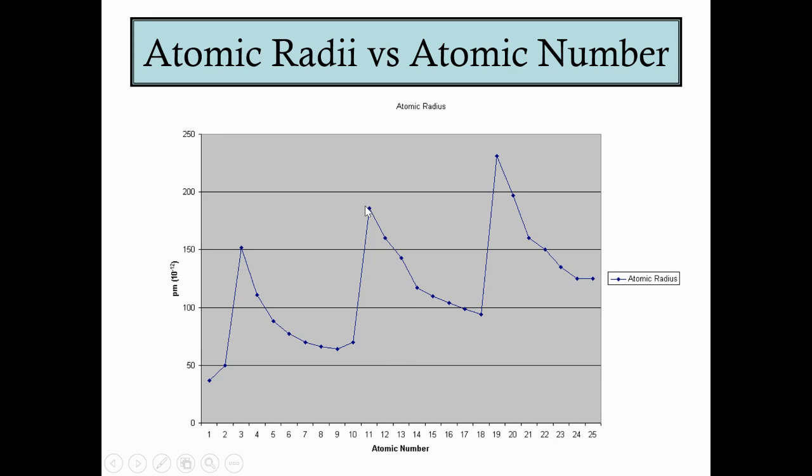Size is getting smaller. We're going from sodium across the row, size is getting smaller. Potassium, across the row, size is getting smaller. If you look at the peaks, lithium, sodium, potassium in the periodic table, as we're going down that column, the radius of the atoms is getting larger.